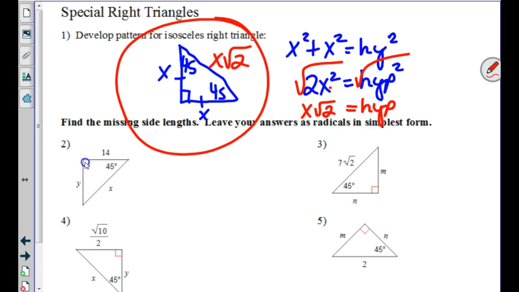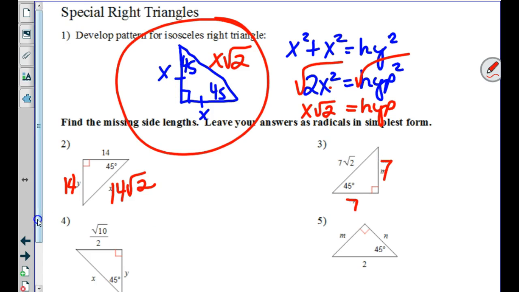So on this figure, if one of the legs is 14, what do we know? The other leg is 14, and the hypotenuse is 14 square roots of 2. Could everybody do that one? If you were given that basic where the two legs are the same, you just have to answer in radical. You can't just do Pythagorean theorem and give me a decimal. Okay. Number three. Okay. If you have a 45, then it means it's an isosceles. So both of these are the same. So in theory, you could do some algebra. But if this is 7 square root of 2, the pattern says each of these are just what?